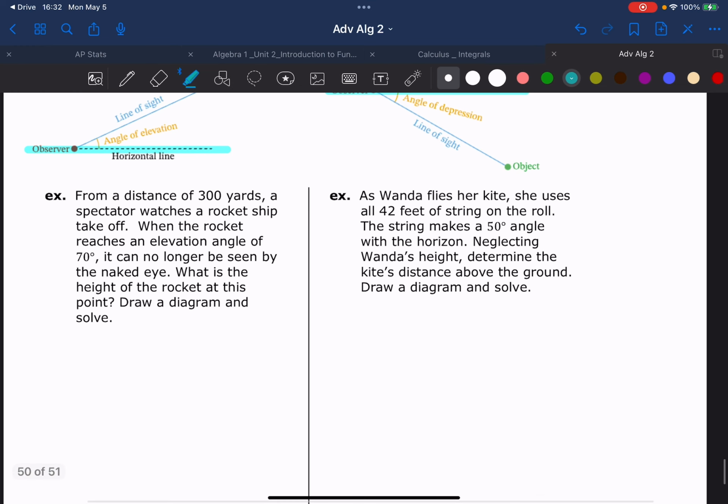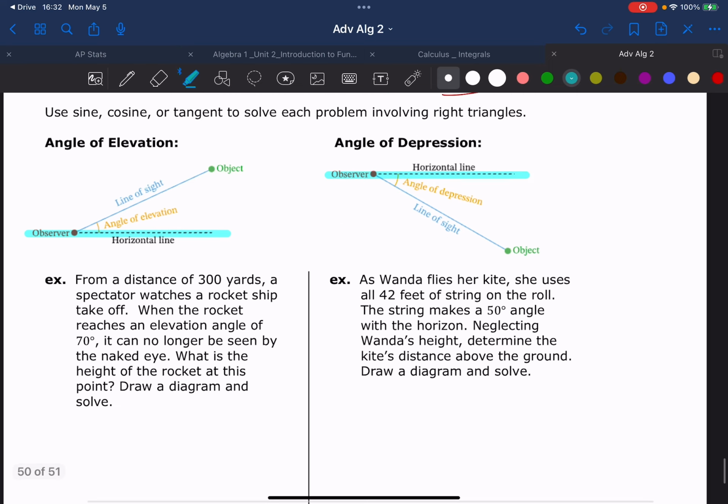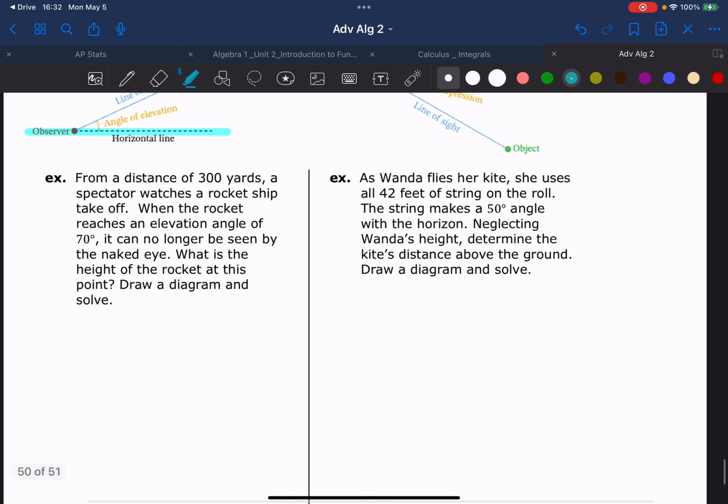So let's look at examples of each. So on the first example for angle of elevation, it says from a distance of 300 yards, a spectator watches a rocket ship take off. When the rocket reaches an elevation angle of 70 degrees, it can be no longer seen by the naked eye. What is the height of the rocket at this point? Draw a diagram, then solve.